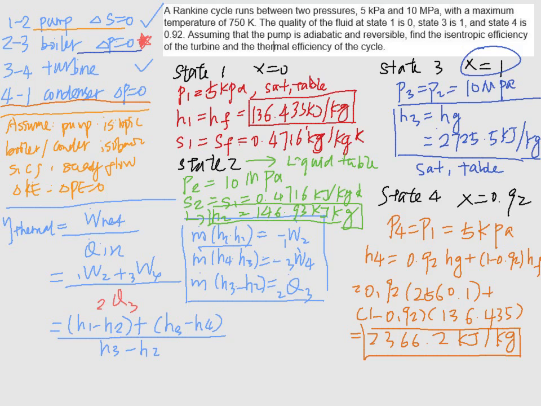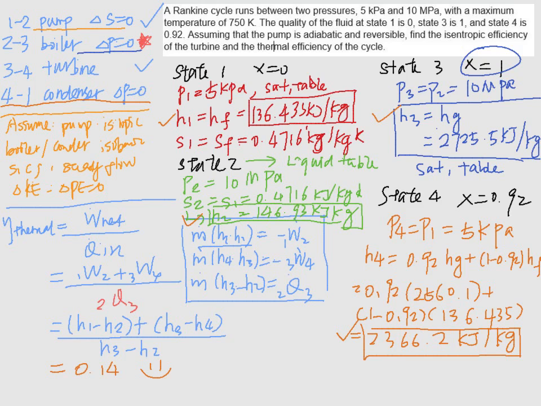All right, now we have all the H's that we need. We just need to plug in H1, H2, where's H2? Right here. H2, H3 and H4. Plug them all back in here, and then we'll get that thermal efficiency is 0.14, right?